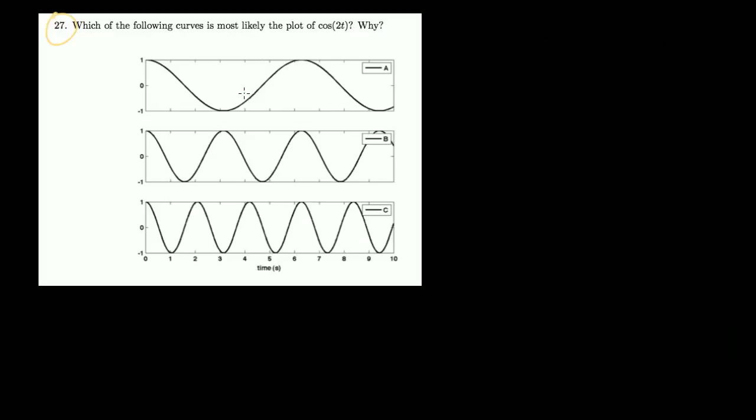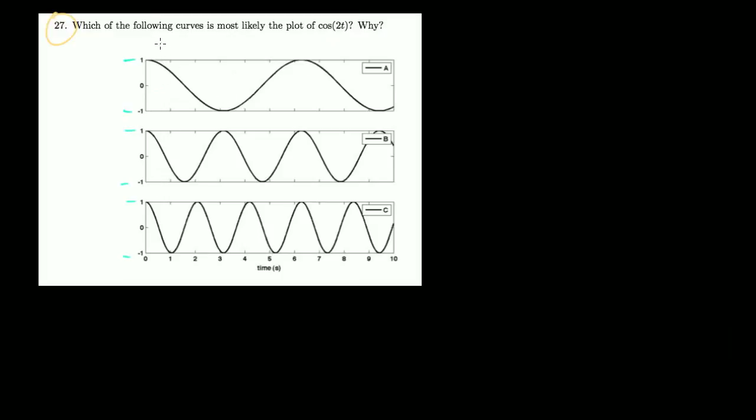The best thing to do is look at the graphs and see how they vary. All the graphs have the same amplitude, so it doesn't make sense to look at that. We have an amplitude of 1, so our cosine should go from positive 1 to negative 1, but they all do that, so we can't eliminate anything that way.